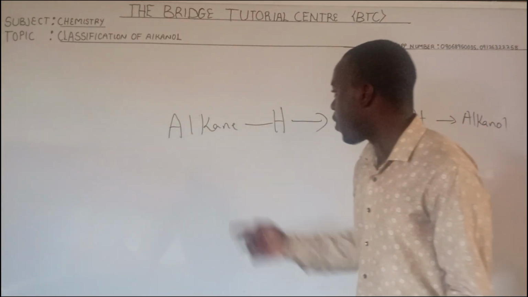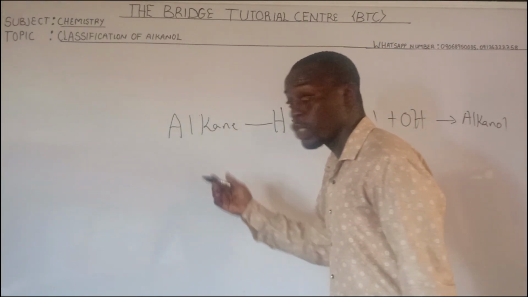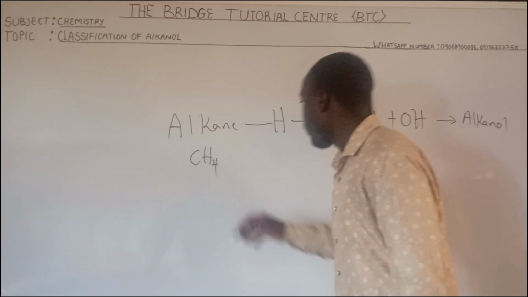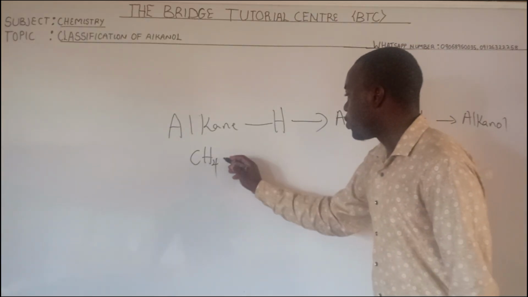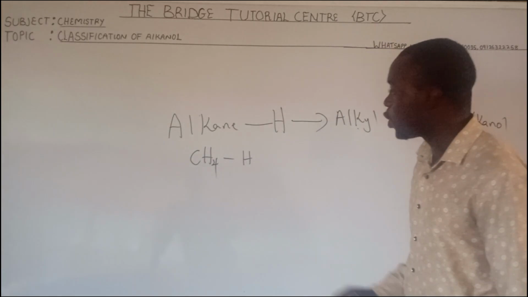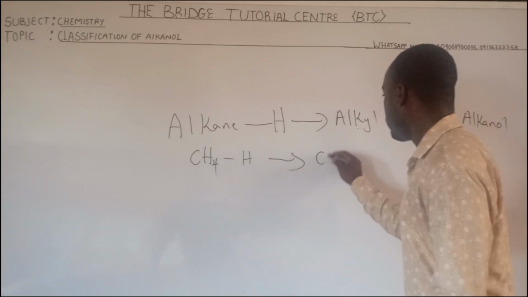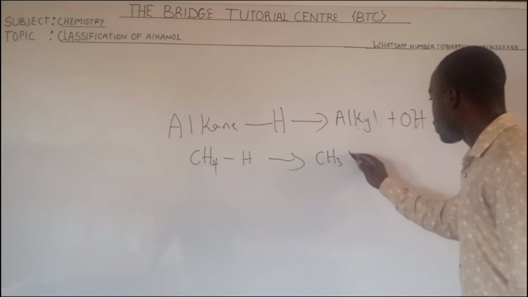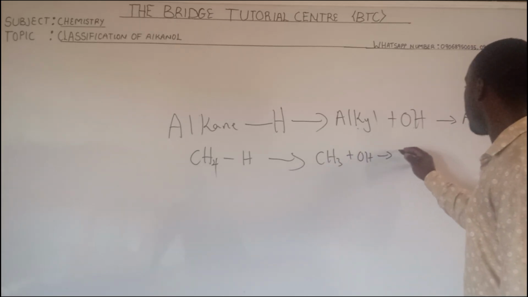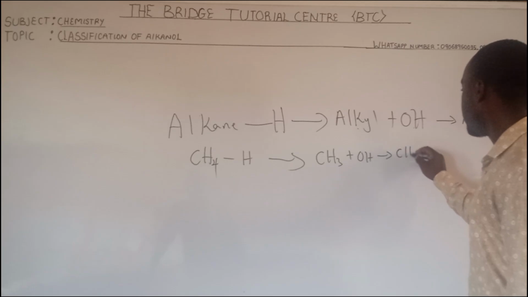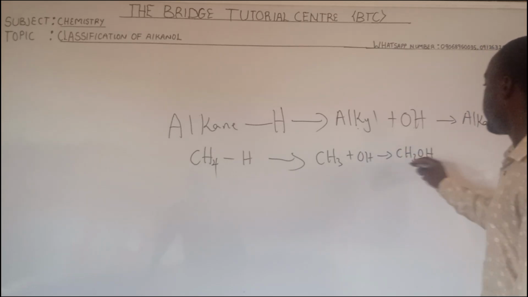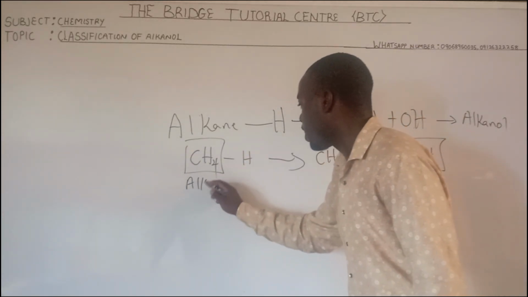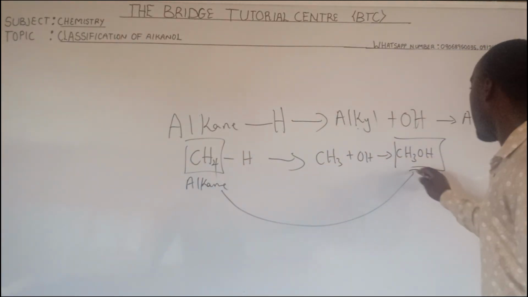We have the first member of the alkane group to be methane, which is also referred to as marsh gas. So we have methane to be CH4. Now you remove one hydrogen, that is minus hydrogen. What are you going to have? You have your methyl, which is CH3. Then to your methyl you add OH, so plus OH. So at the end of the day we are going to have methanol, which is CH3OH. So this has now changed from being alkane to alkanol.